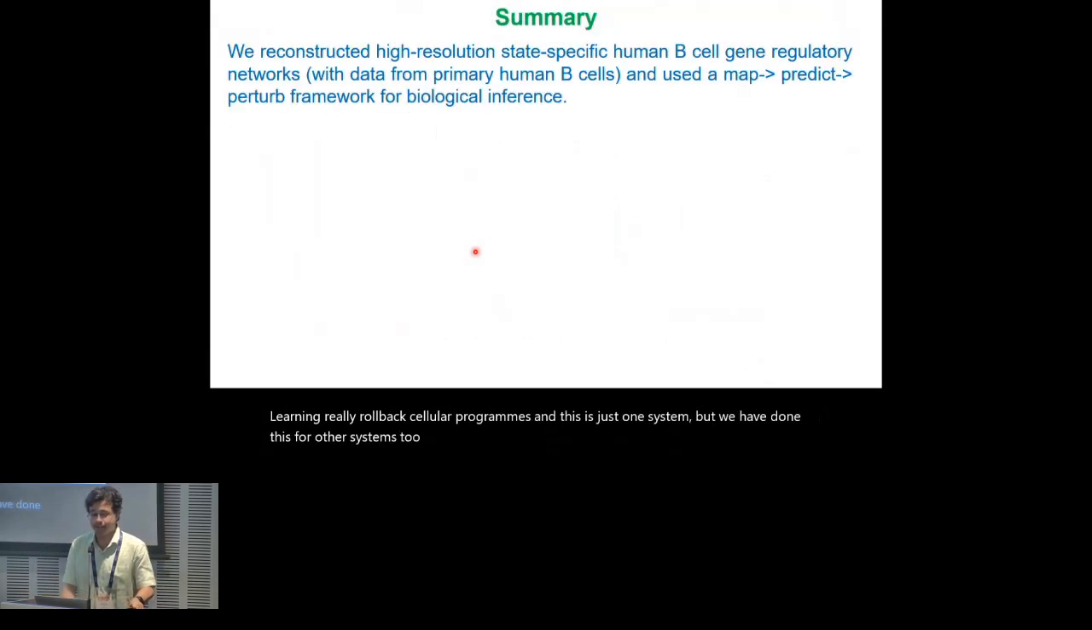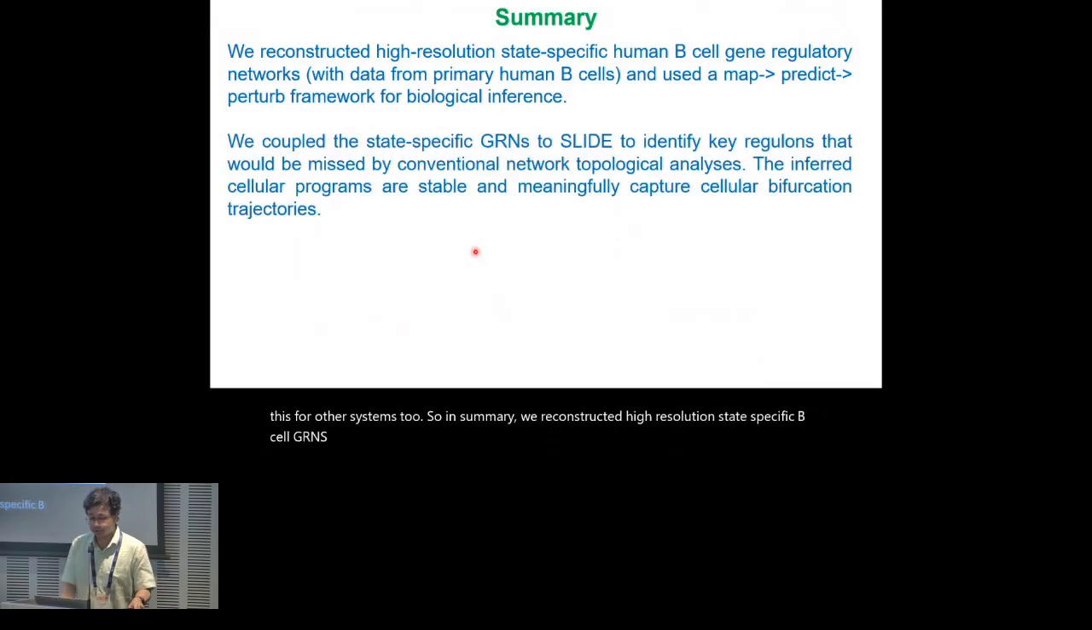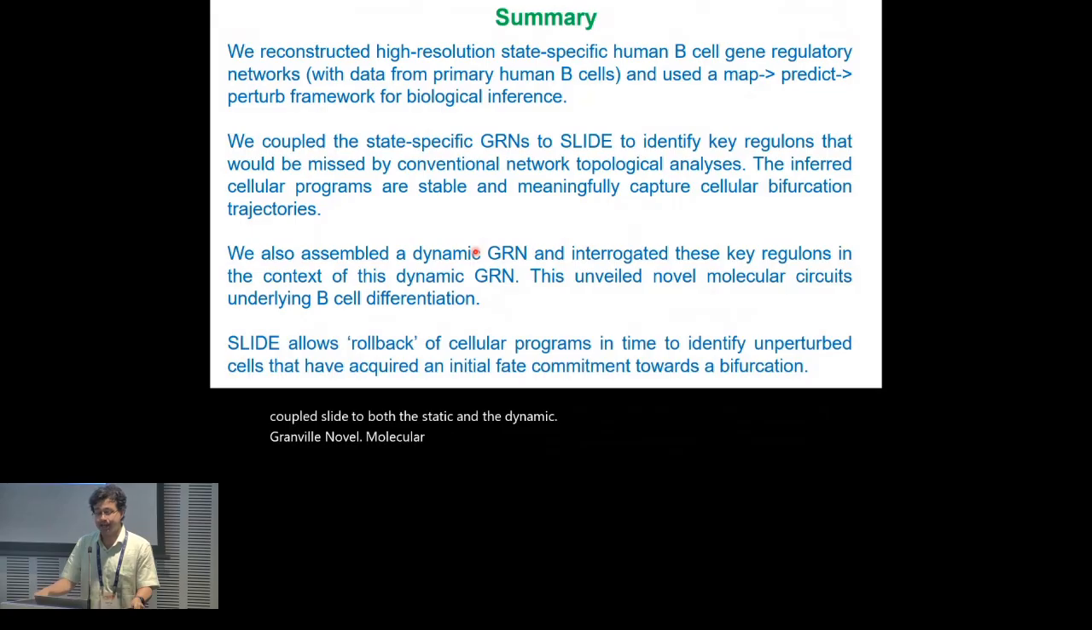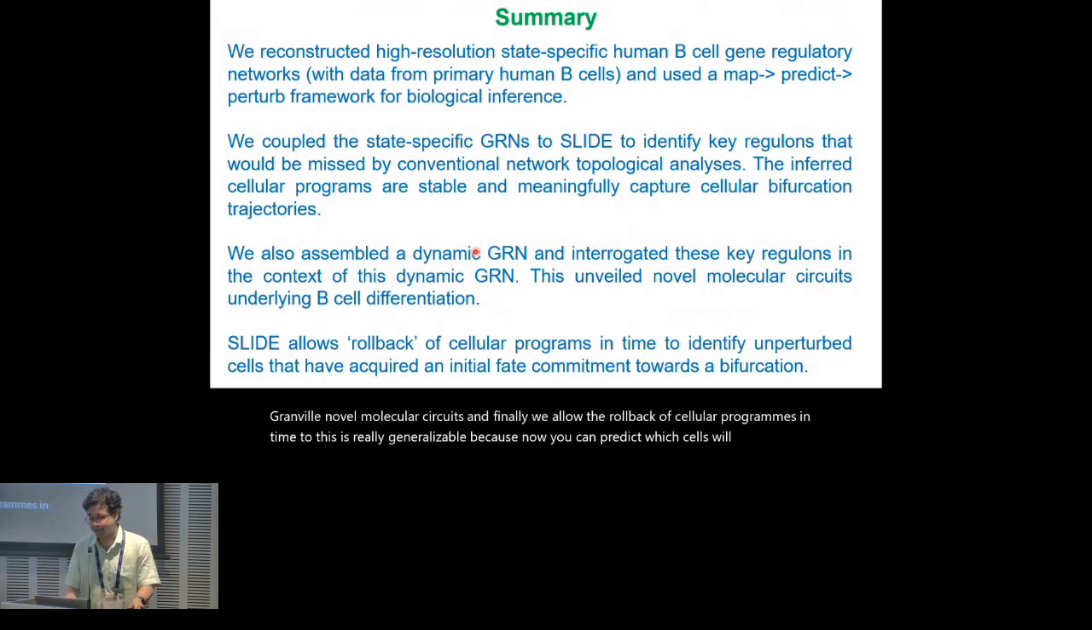So in summary, we reconstructed high-resolution state-specific B-cell GRNs and used a map-predict-perturb framework. We coupled these to SLIDE to identify key regulons that would be missed by conventional network topological analyses, and the inferred cellular programs are stable and capture bifurcation. We also identified a dynamic GRN and coupled SLIDE to both the static and the dynamic GRN to unveil novel molecular circuits. And finally, we allow the rollback of cellular programs in time. This is really generalizable because now you can predict which cells will undergo a fate bifurcation.